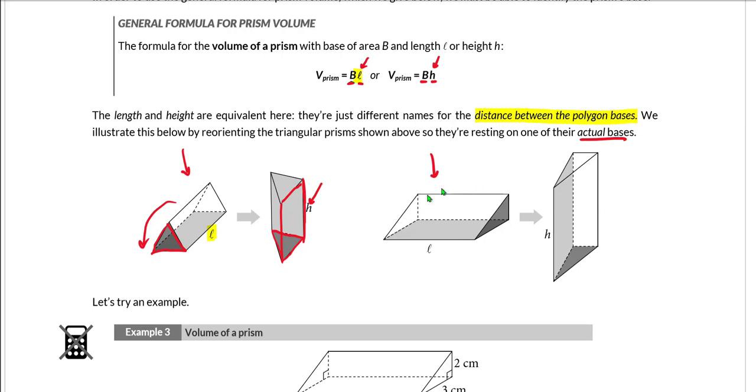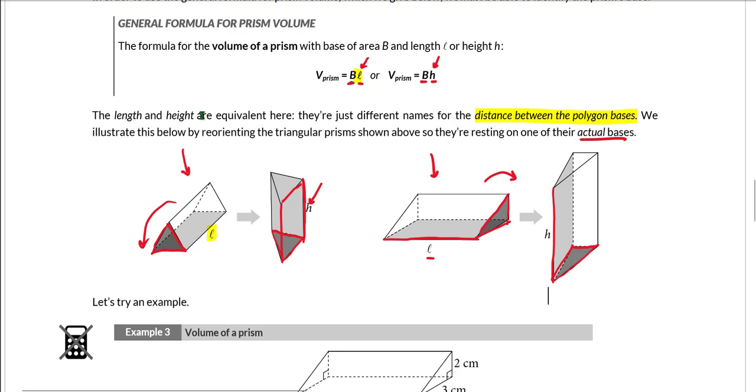We are going to now reorient this triangular prism that we saw a moment ago. I'm just going to tip it so that this base here, this triangular base here, is the actual base now. It's actually what the prism is lying on or resting on. And again, we can see that the length of this rectangular face is now the height of the prism when the prism is resting on its actual base.